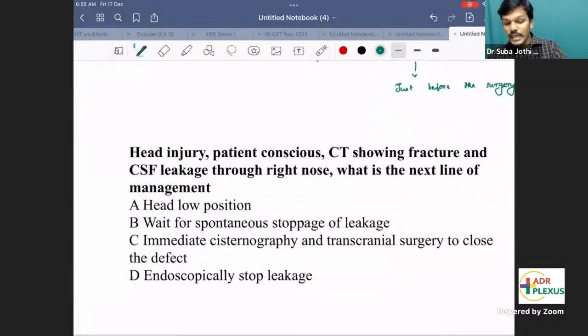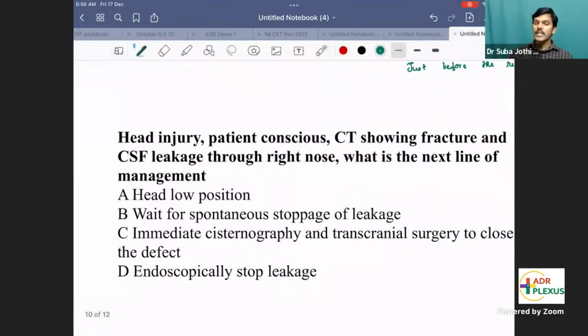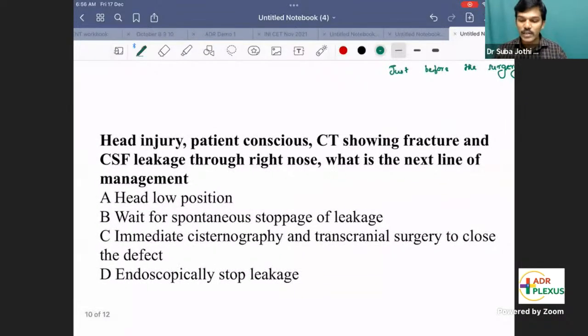Now, you can enter into this question. Head injury, patient is conscious, CT showing fracture and CSF leak through the right nose. What is the next line of management? So this is like a typical NEET question. See, the options are very harmless. Head low position, wait for the leak to stop spontaneously on its own. A very diplomatic option. Immediate endoscopy and transcranial surgery to close the defect. So it is a very violent option.